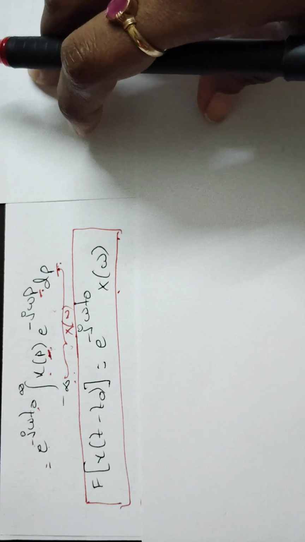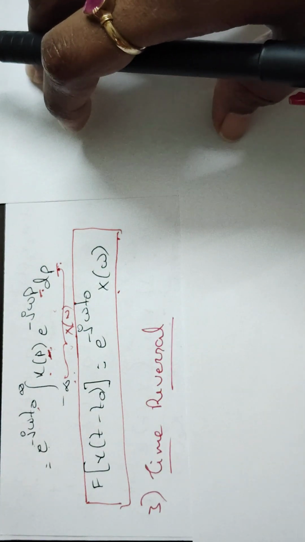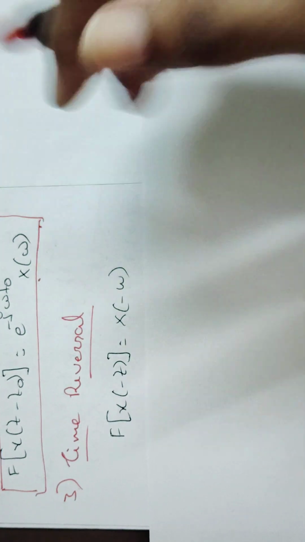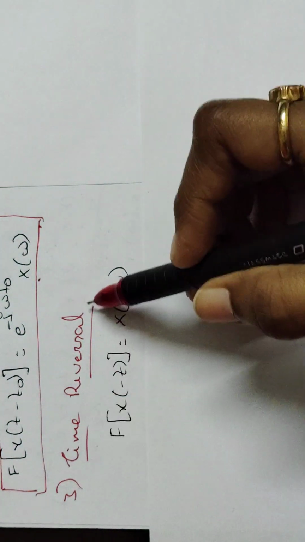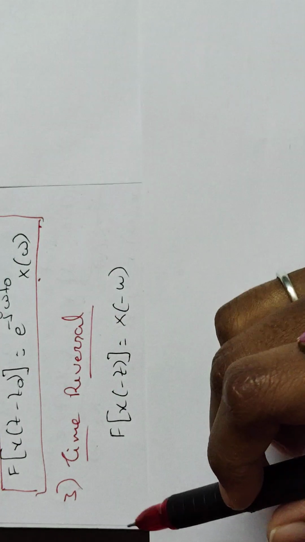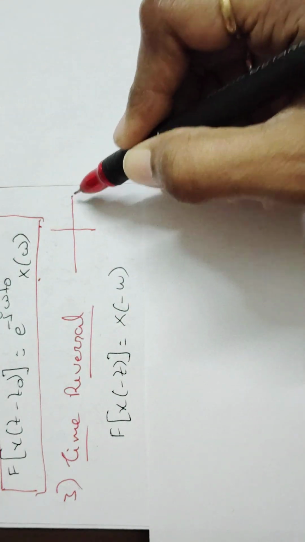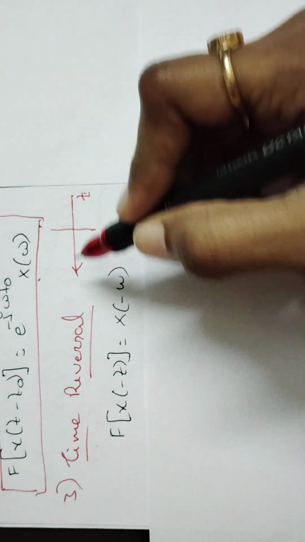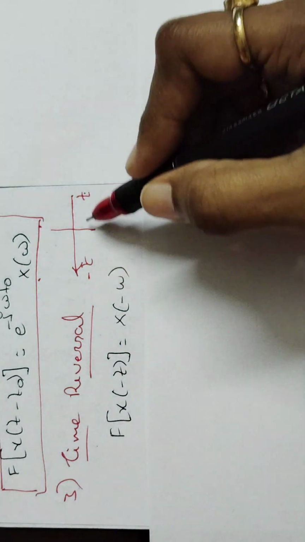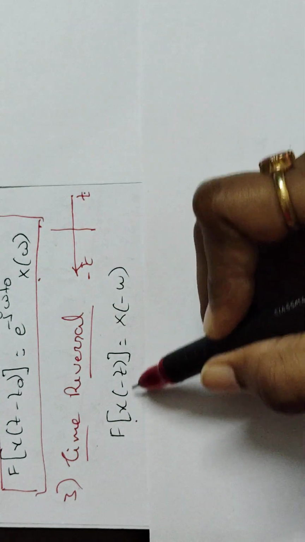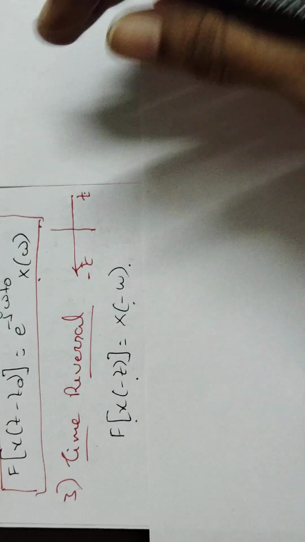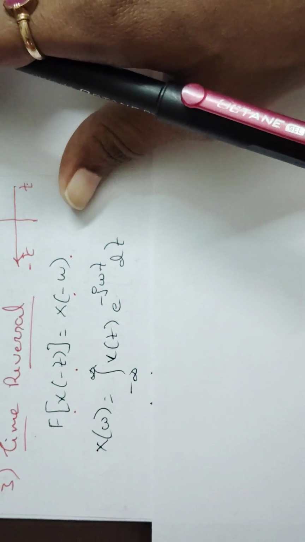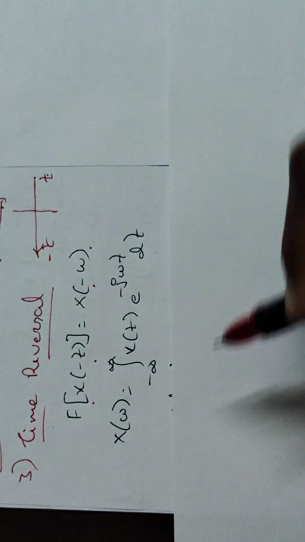Now let us take the next property, that is the time reversal property. Now the time reversal property states that what? The Fourier transform, time reversal, that means reversal of time. So for example, if you take the four quadrants, this is t. Time reversal means folding. This is minus t, right? That is time is reversed. That means the Fourier transform of x of minus t is equal to x of minus omega. So we have to prove this one, x of minus t is equal to x of minus omega. First you have to write down the formula for Fourier transform.